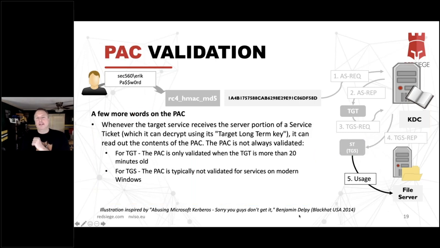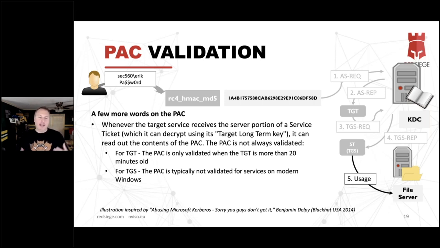So the PAC validation. Now this is important, right? When the server gets that ticket, it can verify it itself. There are those two signatures we saw earlier. The first one it can look at and validate itself. Now, there's that second signature. To validate that, it has to be sent back to the KDC, back to the domain controller. If the target service is set to run as part of the operating system, then we won't get this second check.